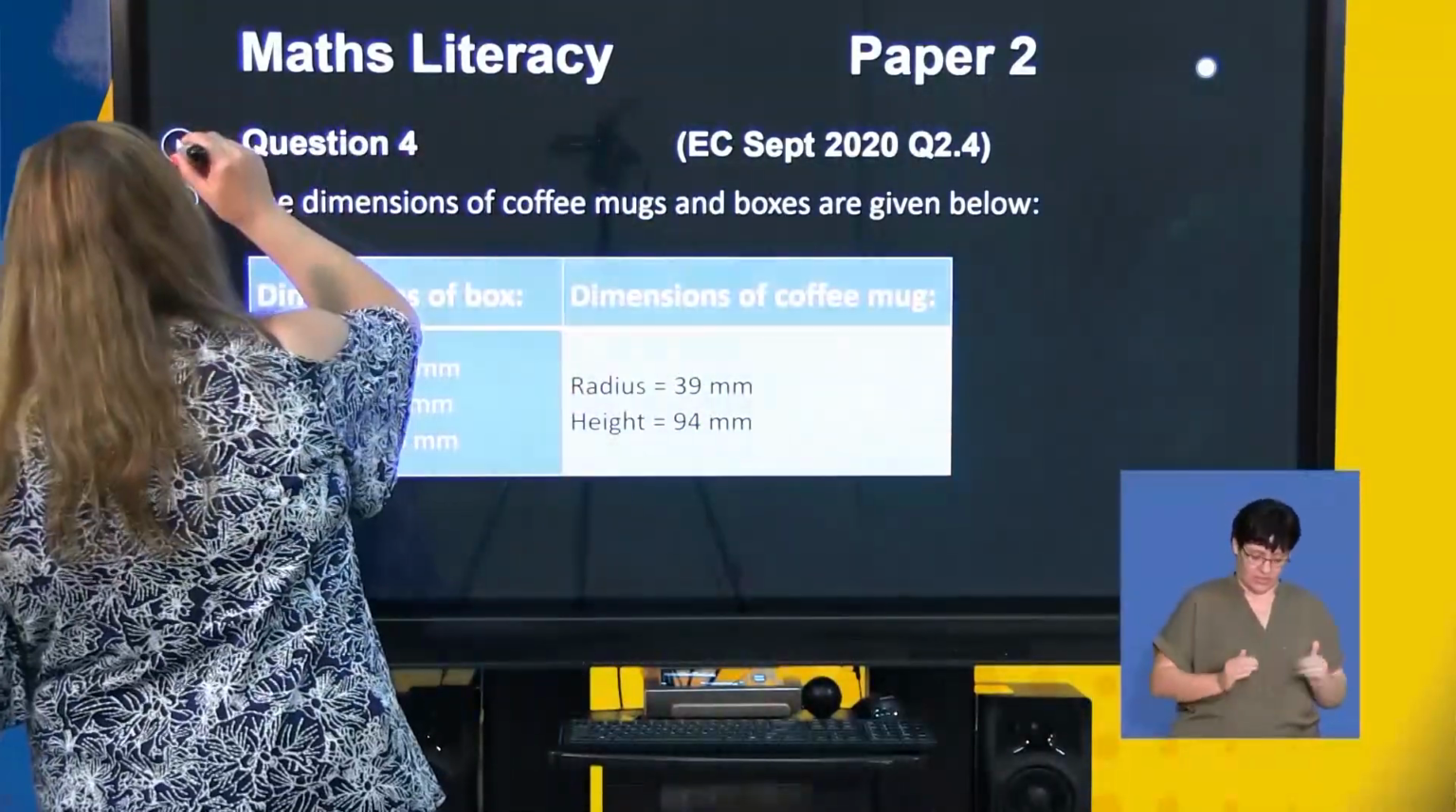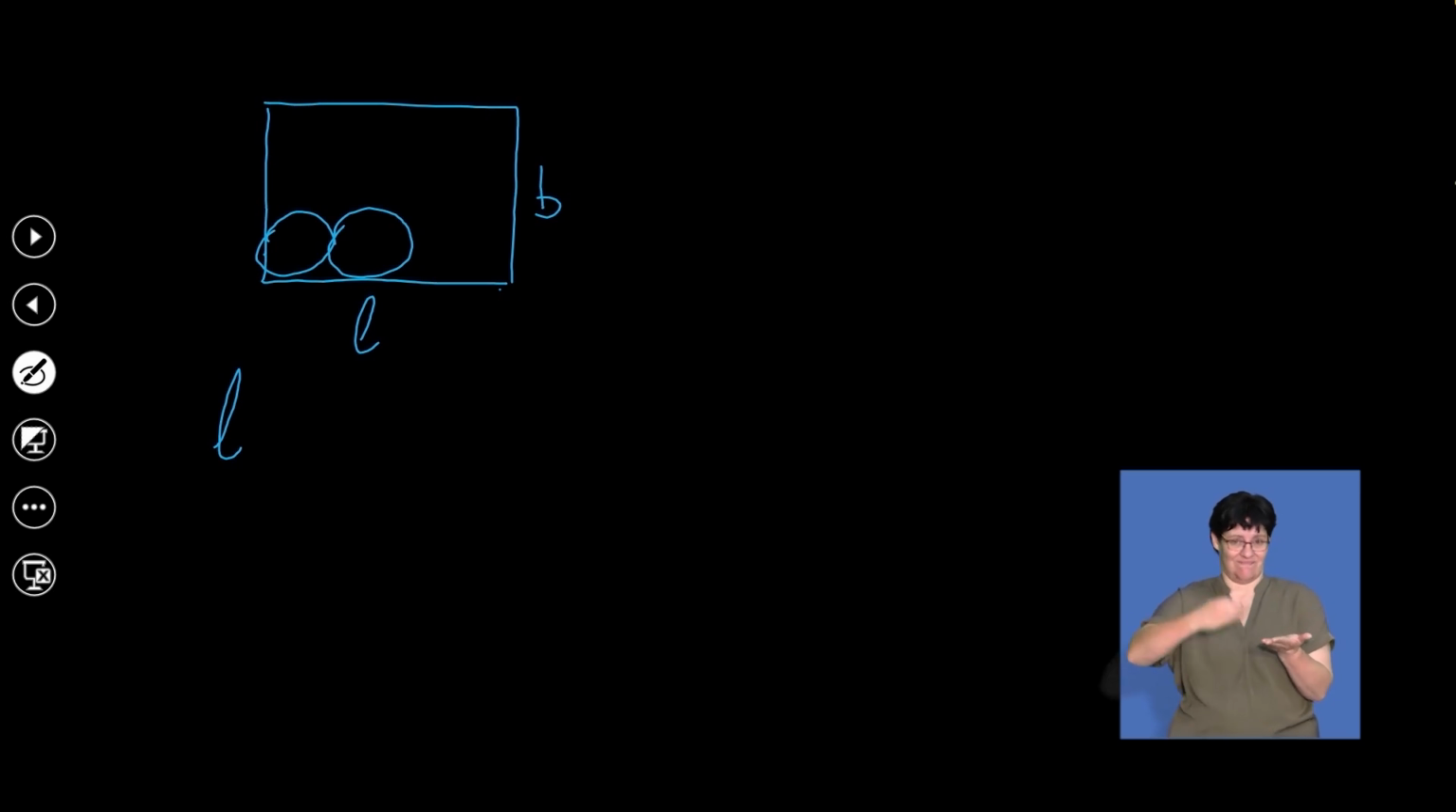Let's see if we've got space. So I'm going to do a drawing, because it's always a good idea to do a drawing, and I'm going to put my length, and I've got my breadth, and I need to divide the length of my box by the breadth of my mug. Remember, when we place our mugs, we're going to be placing them next to each other. This is the bottom of the box, and we're looking at the diameter.